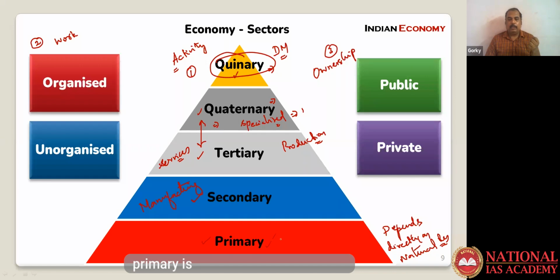Primary is going to be red collar job. Secondary, blue collar job. Tertiary and quaternary, white collar job. Whereas quinary is a gold collar job, because it's something very prestigious. Say, acting as an advisor to some larger body, a multinational company. So it's a quinary service.